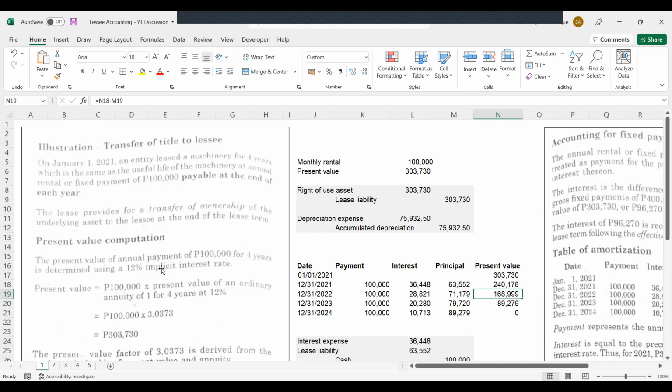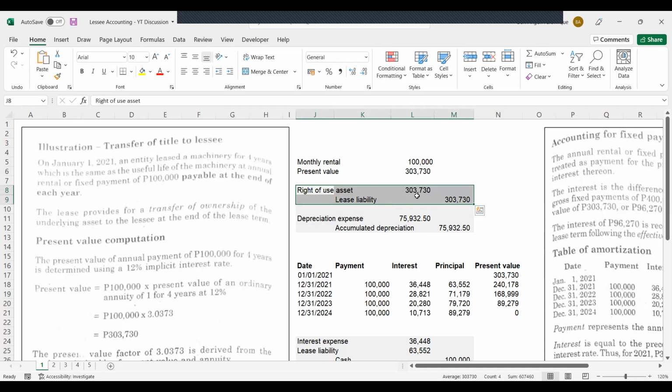Sabi natin, in case bigyan ka dito ng incremental borrowing rate, ang uunahin mo pa rin is the implicit interest rate. So provided here the present value of 3.0373 for the ordinary annuity of 1, so the present value will be 303,730. So that is 100,000 multiplied by the present value factor. So meron tayong present value of rental na 303,730. So ngayon, to entry it, we need to debit ROU asset. So ito yung asset natin, ito yung liability natin. So equal lang sila if wala namang mga other considerations.